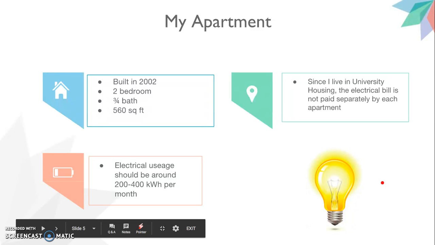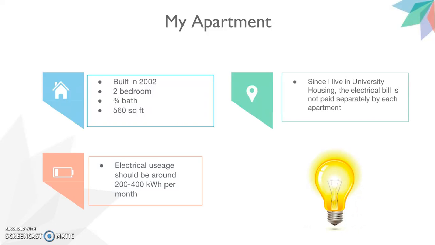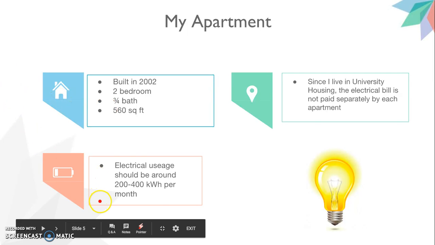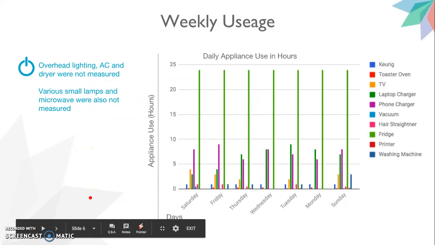My apartment is the one that I measured for my home energy audit. The building was built in 2002, and my apartment is 2 bedrooms, 3/4 bath, and around 560 square feet. I do live in university housing, so I don't pay an electricity bill. That means I don't know exactly how much I'm paying for electricity or how many kilowatts per month I am using, but I called in and asked the building, and they said it should be around 200 to 400 kilowatts per month for an apartment of that size.